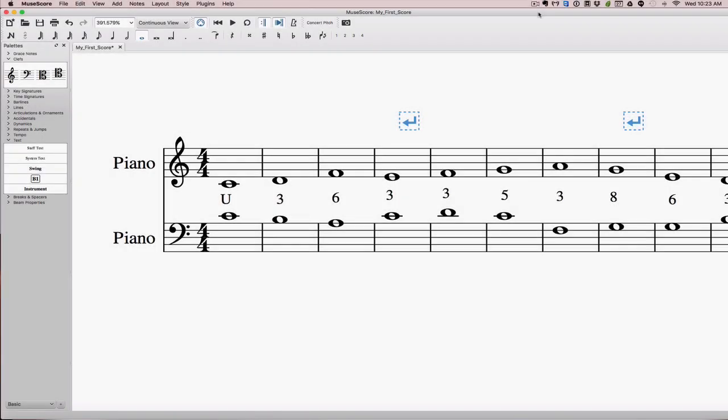Okay, next we need to talk about motion, in particular, contrary motion. This is another very crucial step of counterpoint. So there are four kinds of motion. So here's what we're going to do.